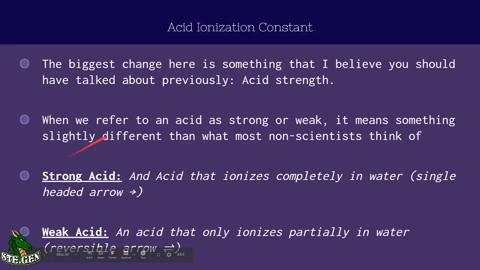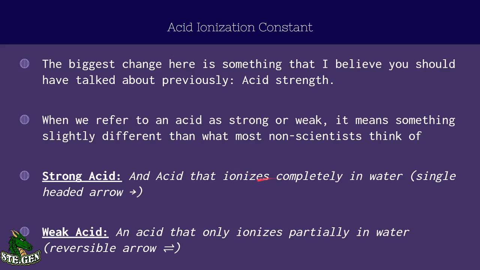Now, the biggest change here is something I believe you should have talked about in your previous classes. Don't quote me on that, but the strength of acids, I think you had already talked about. When we refer to an acid as strong or weak, it means something different than what most non-scientific people think. When most people think it's a strong acid, they probably think it'll melt your face off. Oh, it's a weak acid? Oh, it's probably safe. But as I try to instill in my general chemistry kids, you can have a strong acid that you can fill a swimming pool with and swim around in, and you could have a weak acid that will burn your face off. The actual damage it does to your body is based on concentration, not strength.